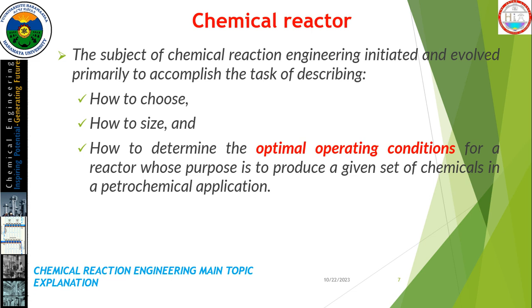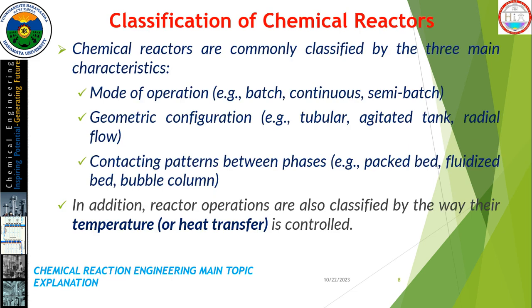of the process conditions for a reactor whose purpose is to produce a given set of chemicals in petrochemical applications. This is directly related with the configurations of different reactors depending on the reaction mechanisms, or on the design of reactors, either for series reactions or parallel reactions, or series configurations or parallel configurations. So these are very important in the subject of chemical reaction engineering in order to accomplish the given tasks.